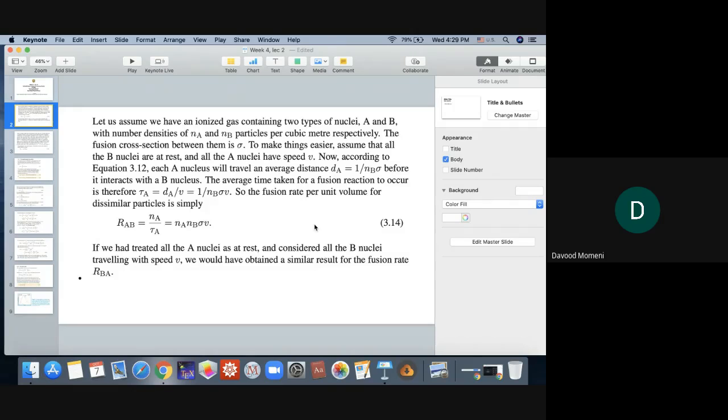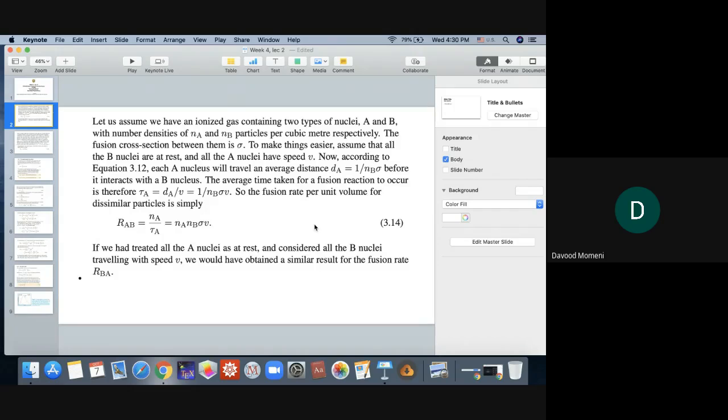Then, to calculate the thermonuclear fusion rate, what you need is the average time taken for a fusion reaction to happen. The time it takes for the fusion reaction to happen is given by the distance traveled by the nucleus A before the collision happens, over the speed. The speed we consider constant, and the distance we calculated as 1 over NB sigma. So then you will get the expression for the average time.